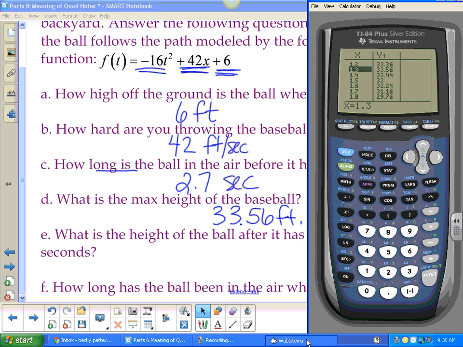Because that's where it peaks. Other than that, it's going down. So here it's still climbing, still climbing. There it peaks, and there it goes back down. So 33.56. And it takes 1.3 seconds for it to peak.